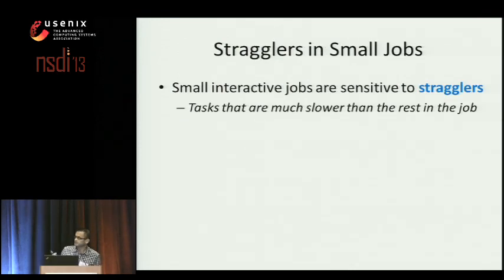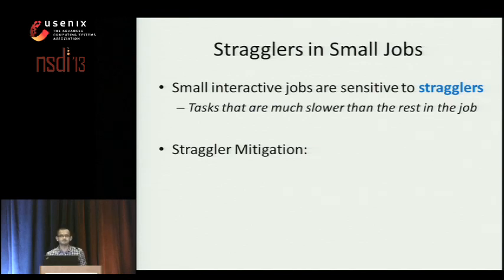These interactive jobs are pretty sensitive to stragglers. Stragglers are tasks that are much slower than the other tasks in the job. And because of the sensitivity of these jobs to stragglers and the importance of these interactive jobs in general, straggler mitigation has received considerable attention.